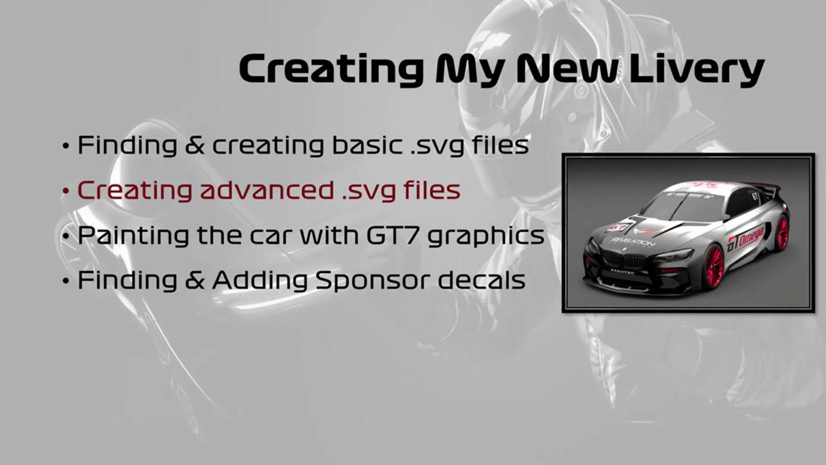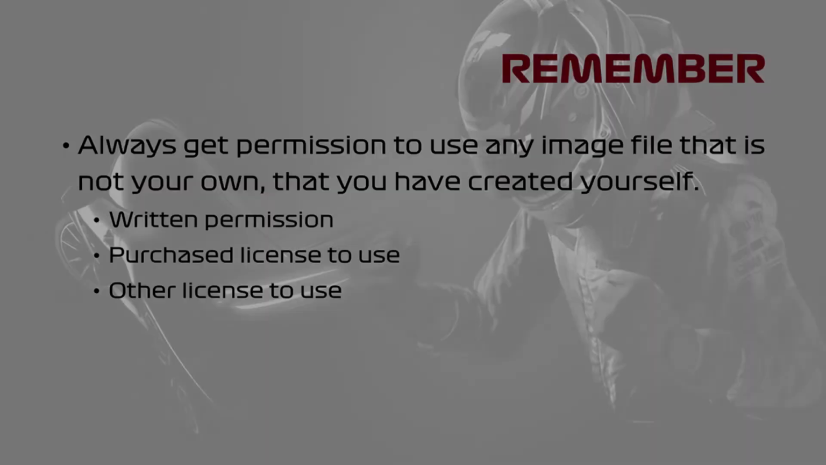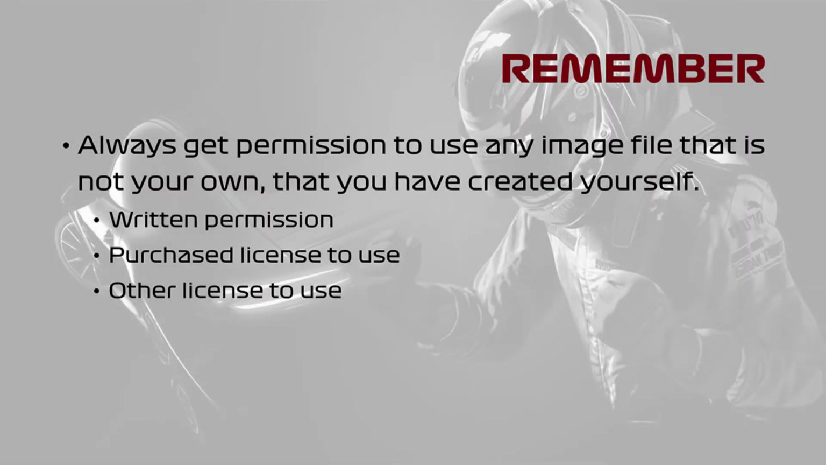In the previous video, we looked at creating a very basic SVG file from a standard image file using an online resource. In this second video in the series, we will look at creating a more advanced SVG file using layers in Inkscape and how to reduce the file size to meet GT7's requirements by removing nodes in the SVG file.